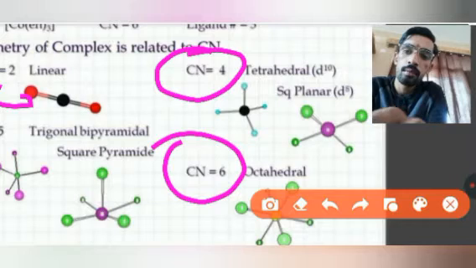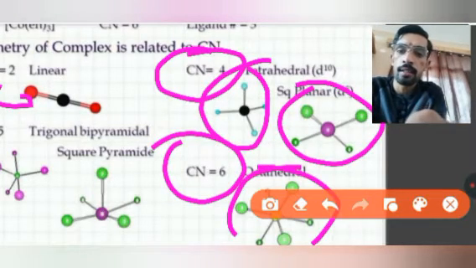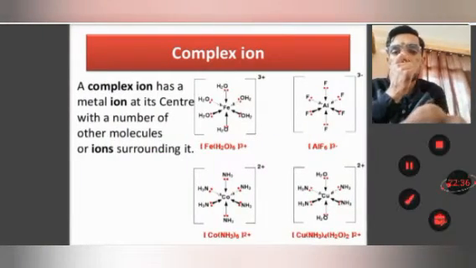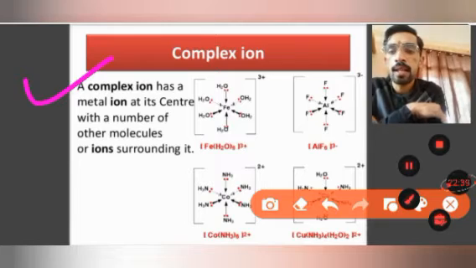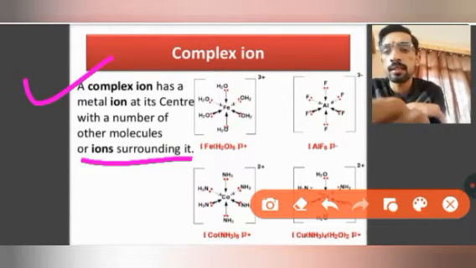So you need to focus on what is the structure of tetrahedral, what is the structure of square planar, what is the structure of octahedral. So you have seen. Now after this, complex ion. If you will say, complex ion is what? These are the complex ion which has a metal ion at the center and number of other ions surrounding it. So this is very simple.